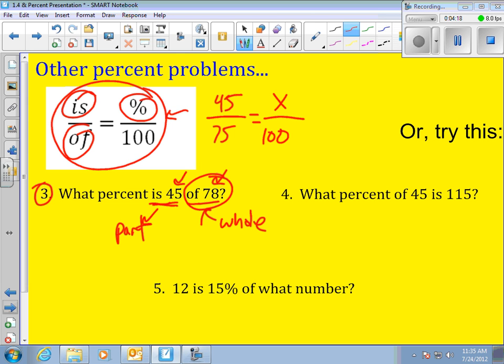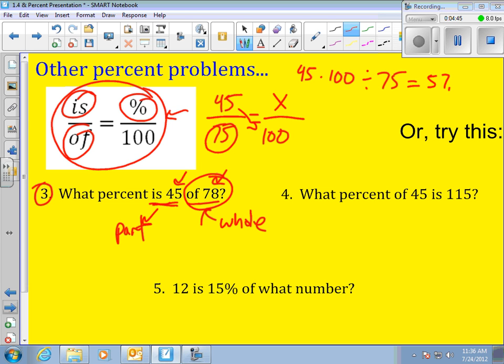And then solve this like you would solve any other percent proportion, or proportion for that matter. Multiply these two, 45 times 100, and then divide it by the other number that's given, 78. And that'll give you your answer for x. In this case, it is 57 point.